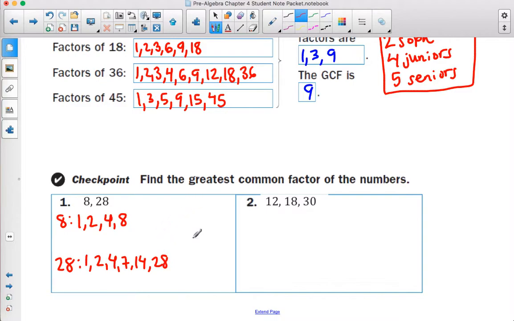Now, find the greatest common factor of 8 and 28, and then do that also for 12, 18, and 30. So try those. Pause the video for 2 minutes. Give everyone a chance to list out all the factors for 12, 18, and 30, and then pick off the greatest common factor for checkpoint question number 1 and number 2, and we'll come back to it. So try those in your work packets now, please.